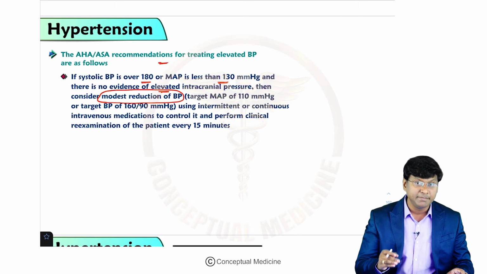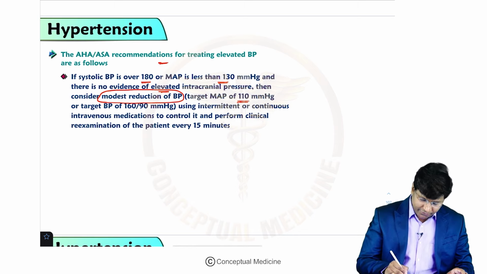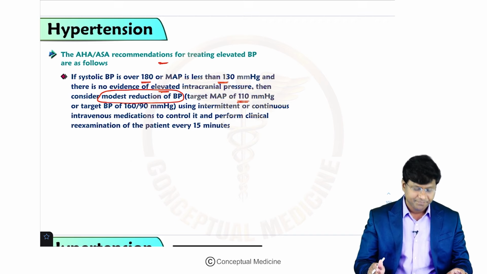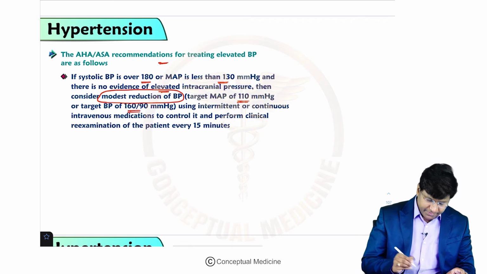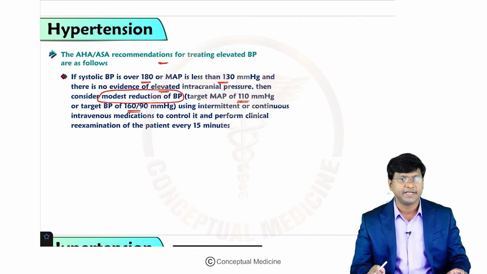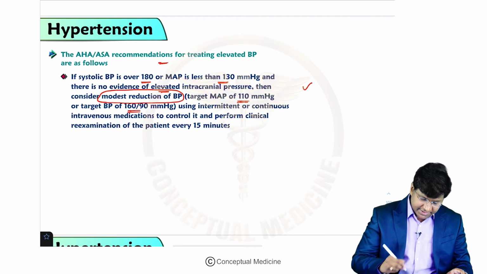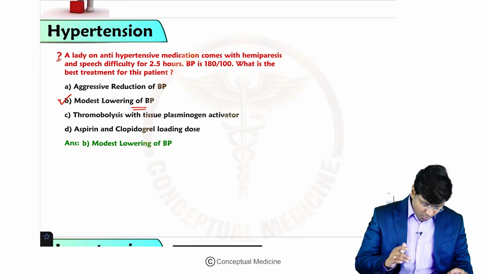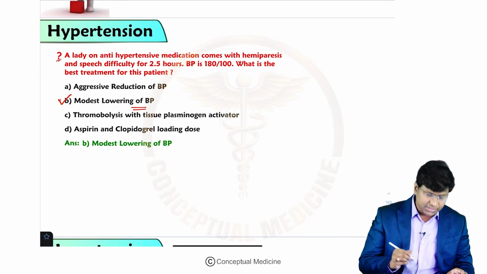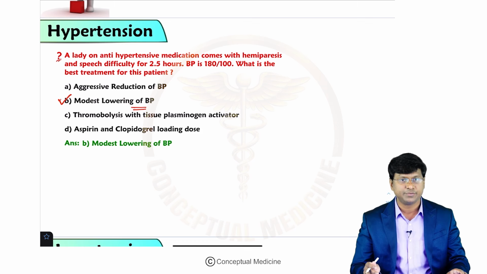The target mean arterial pressure should be 110 millimeters of mercury, and the target blood pressure should be around 160 by 90 millimeters of mercury, right? So our patient comes under this third category, right? So what you have to do is a modest lowering of the blood pressure.